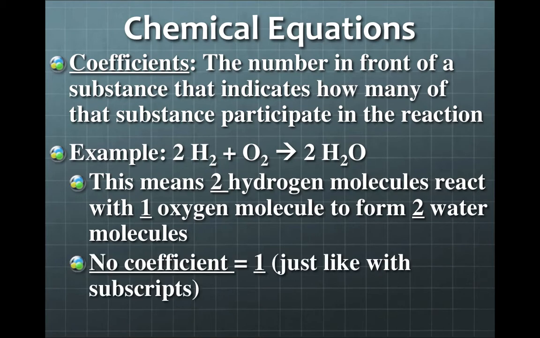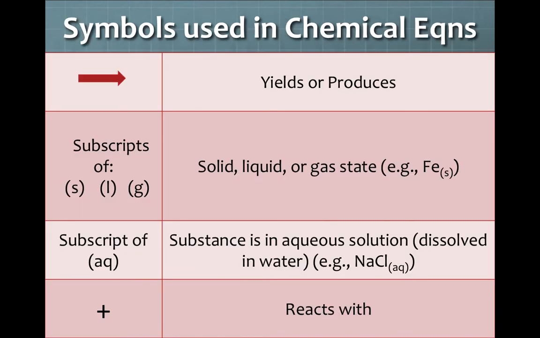Now, I want you to notice in front of the oxygen, there's no number. If you write no number, that just means a 1. In chemistry, again, we just tend not to write 1s. It's more work. If you want to write the 1 to make it easier for you, you can. It's just not necessary.